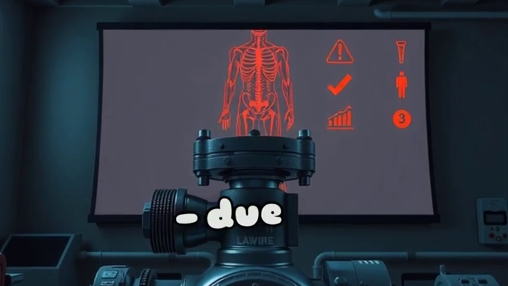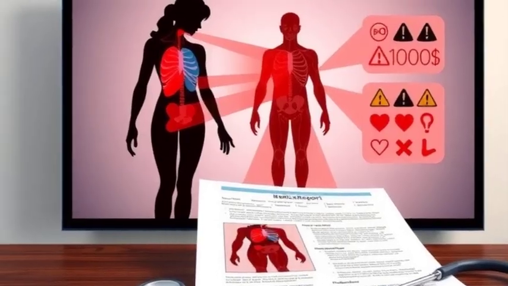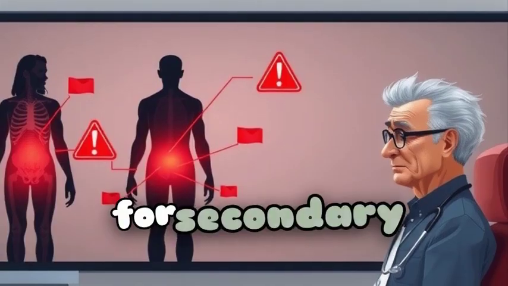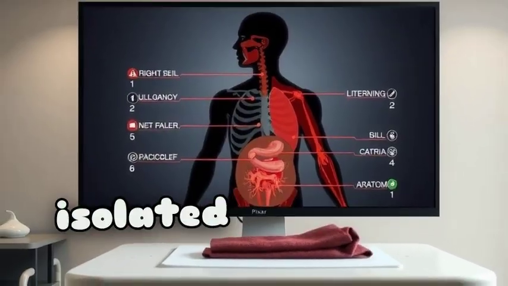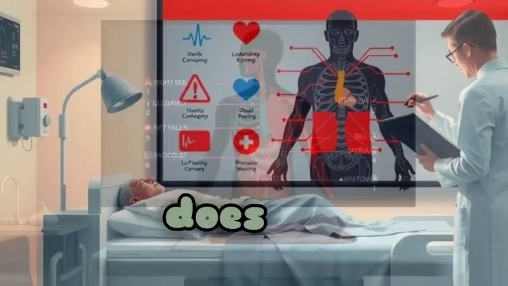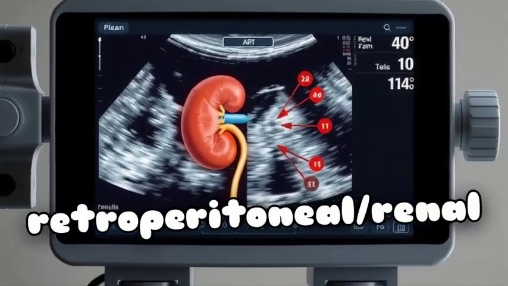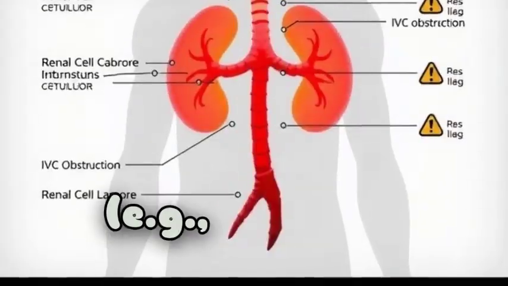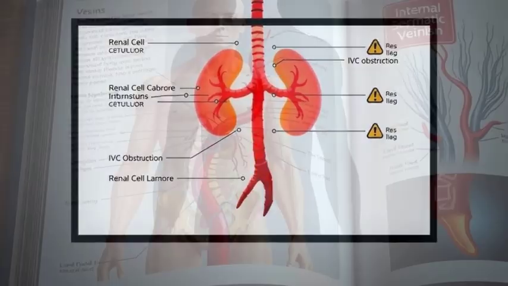Etiology: primary, due to incompetent valves, 98% occur on the left side. Secondary: red flags for secondary causes include acute onset in older men, and a right-sided isolated varicocele that does not decompress when supine. Evaluate for retroperitoneal renal mass or venous obstruction, e.g., renal cell carcinoma, IVC obstruction.